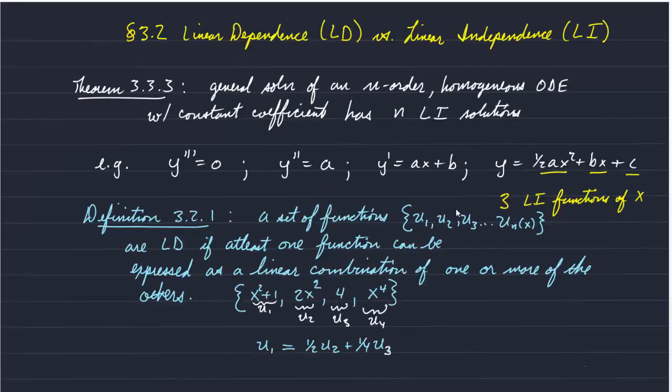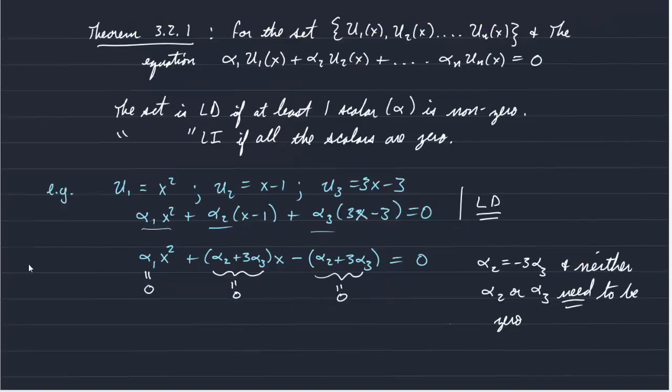Okay, so back to the definition of linear dependence. Linear dependence is the situation where, for a set of functions, at least one function can be expressed as a linear combination of one or more of the others, and that will be true. We can express this function as a linear combination of this function if we set alpha 2 equal to minus 3 alpha 3.